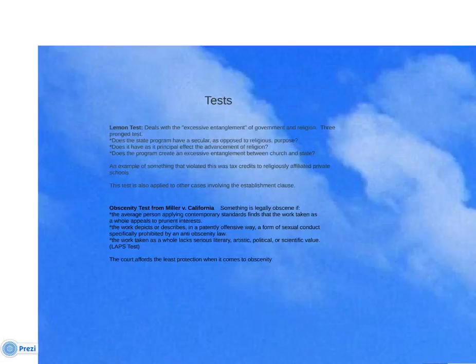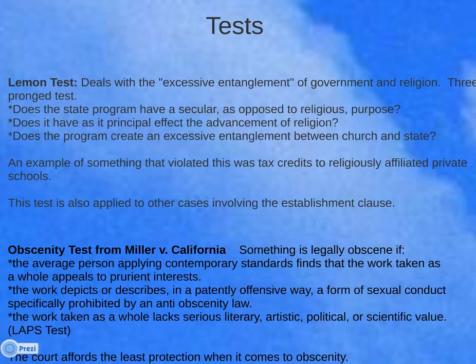Let's first examine the tests that we've talked about throughout this unit. First is the Lemon test. This deals with the excessive entanglement of government and religion. It is a three-pronged test. And the first prong is, does the state program have a secular as opposed to a religious purpose? Does it have as its principal effect the advancement of religion? And lastly, does the program create an excessive entanglement between church and state?